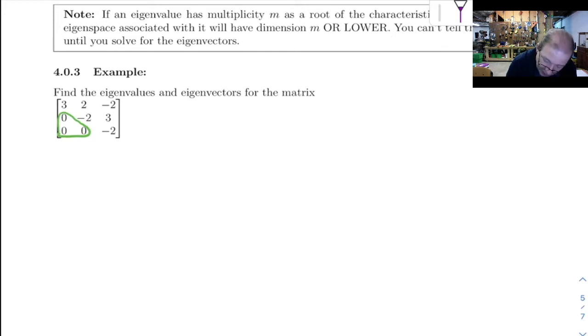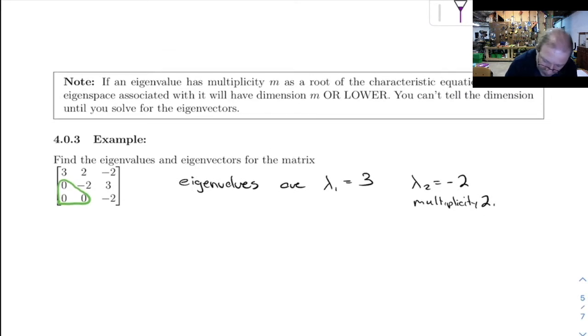The eigenvalues are: we've got lambda is 3 and lambda is -2. But notice -2 has a multiplicity of 2. So let's look at the node.